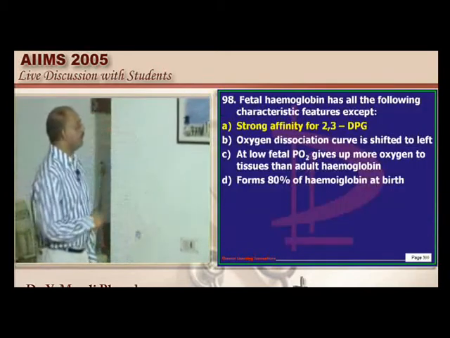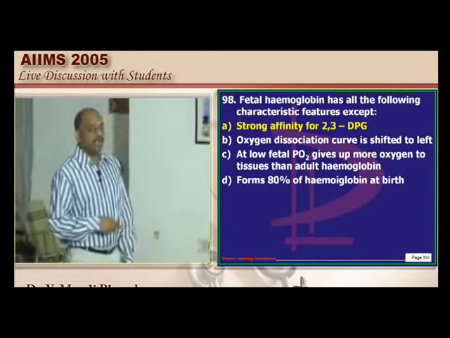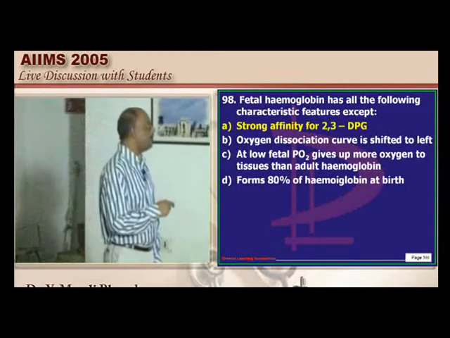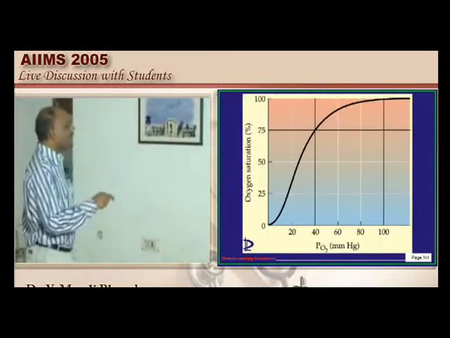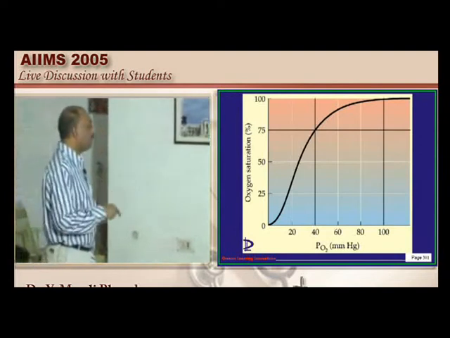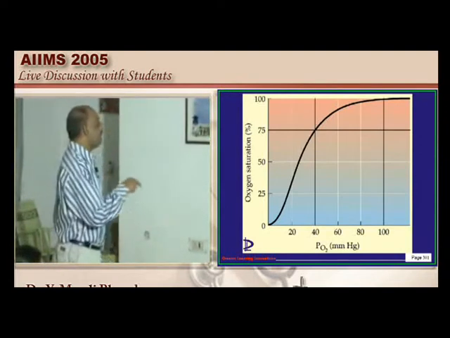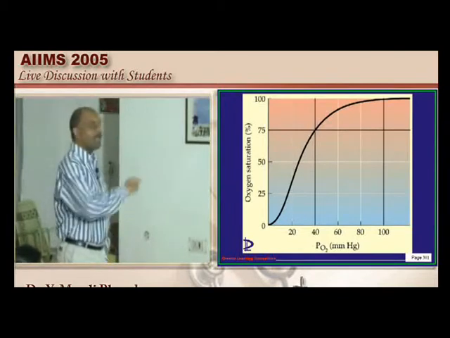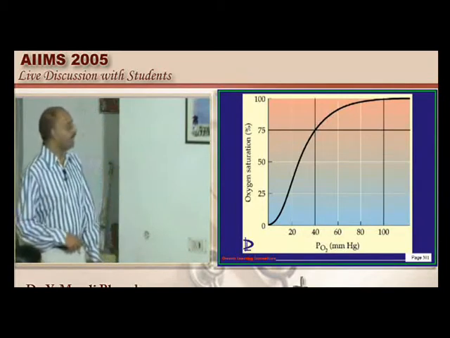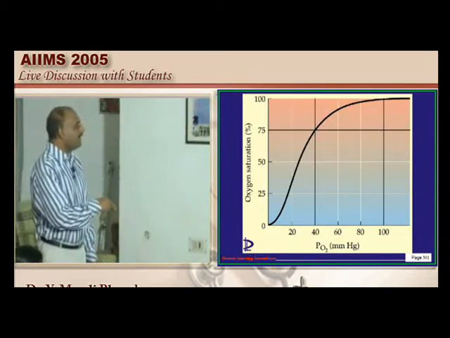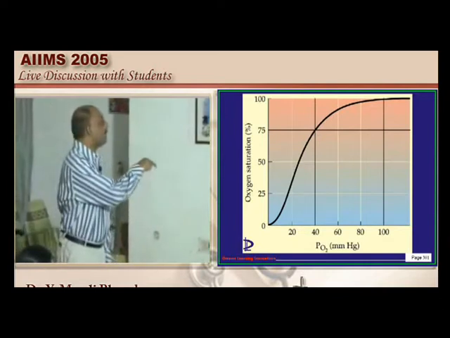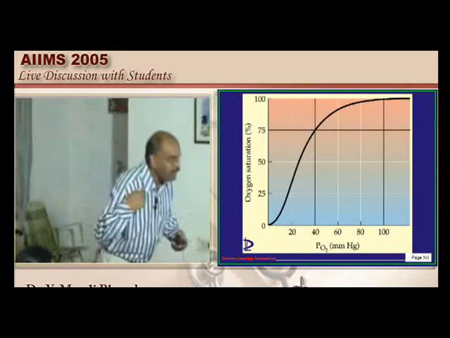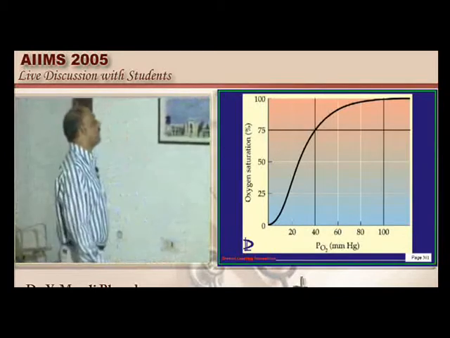Let's go to the next question. Fetal hemoglobin has a strong affinity for oxygen and a low affinity for 2,3-DPG. You need to be very clear about this, doctor, based on this question. So this is the normal oxygen dissociation curve. What does it show you? It shows at what partial pressure of oxygen 50% of the hemoglobin gets saturated. Now, if 50% is achieved even at a lesser partial pressure of oxygen, that means it is a hemoglobin with more affinity for oxygen, and it is not ready to give up that oxygen.